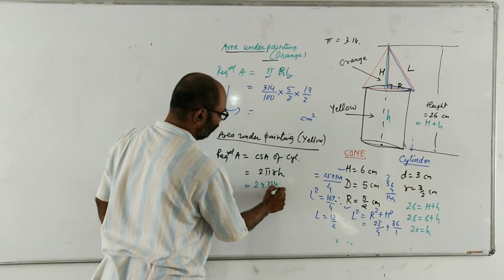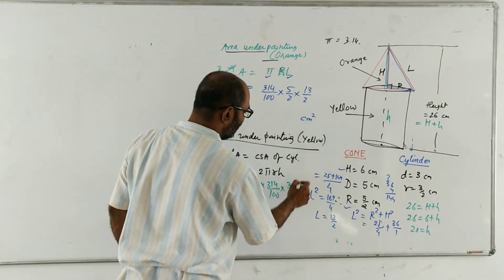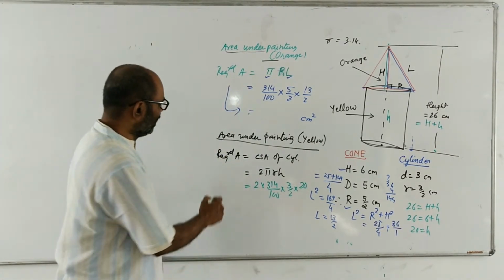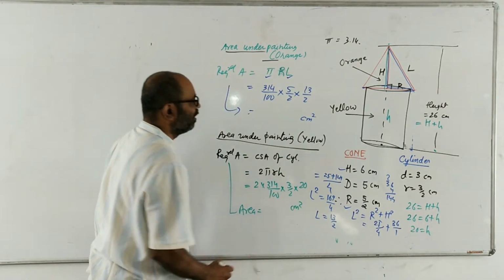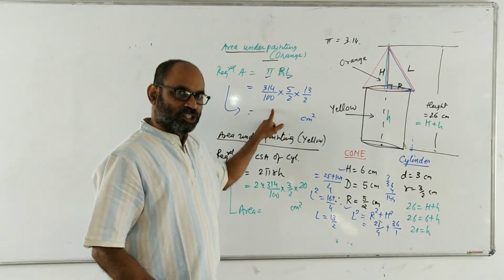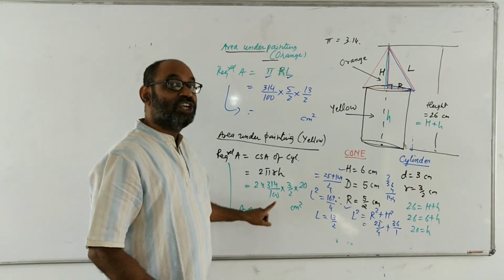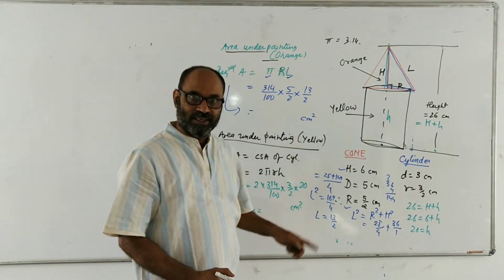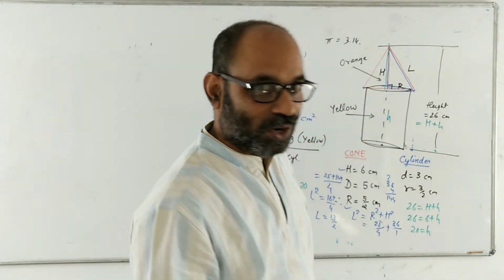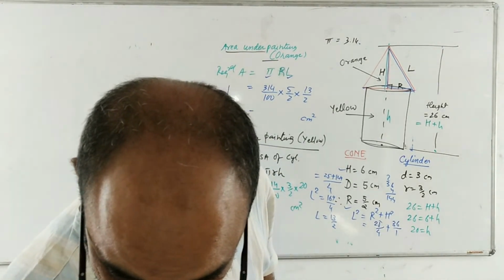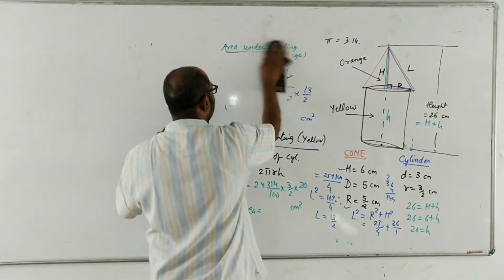2 into 3.14 upon 100 into radius 3 by 2 into height 20. Bas, whatever is the calculation. Once again, this is area, so centimeter square. So area in which orange paint is applied is so many centimeters square, and area in which yellow paint is applied is whatever here. Alright, I am leaving the calculation for you to do. Is that clear? Okay, so that was number 3. Now the fourth one, that is also important for your board examination.